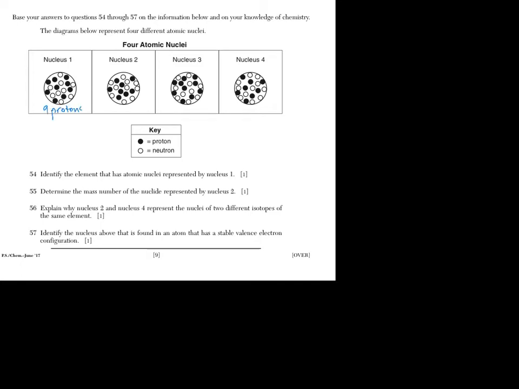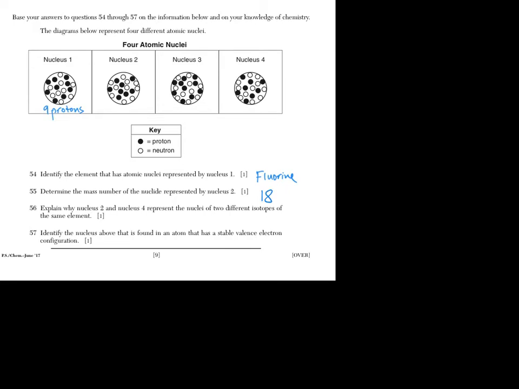And that would be element fluorine. Okay, fluorine is our answer. Number 55, determine the mass number of the nuclide represented by nucleus 2. So mass number is the sum of protons and neutrons. So we had to count up all of these guys here. 1, 2, 3, 4, 5, 6, 7, 8, 9, 10, 11, 12, 13, 14, 15, 16, 17, 18. So there's a mass number of 18. And that's all you need to write.